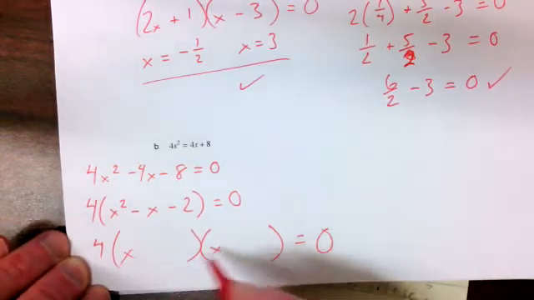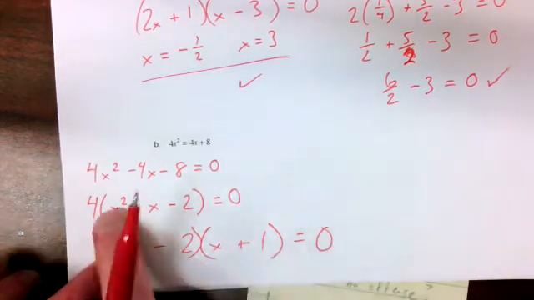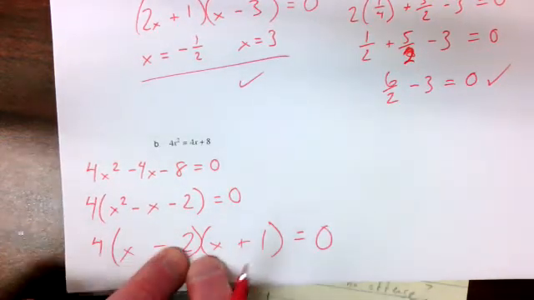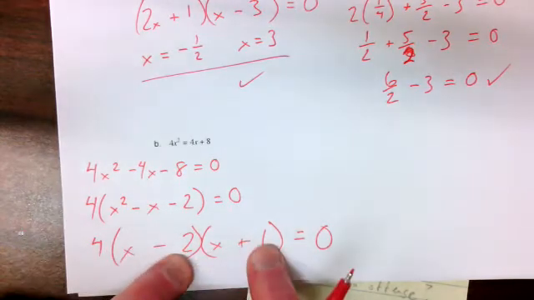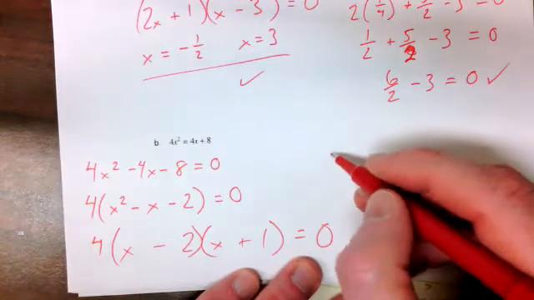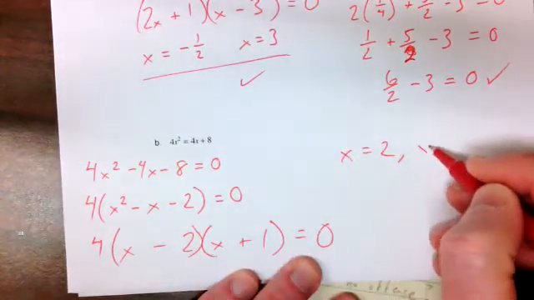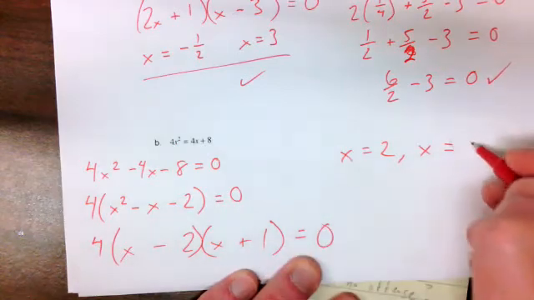X and an x, there's going to be a -2 and a +1. X times x is x squared. 1x and -2x is -x. -2 times 1 is -2. This is why factoring practice helps. X equals 2. X equals -1.